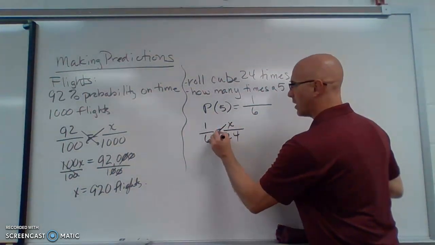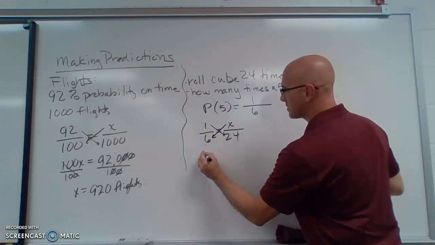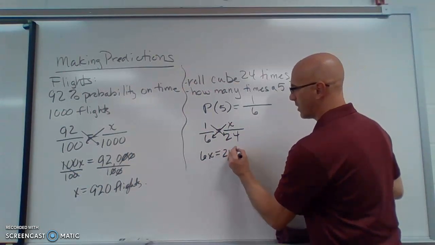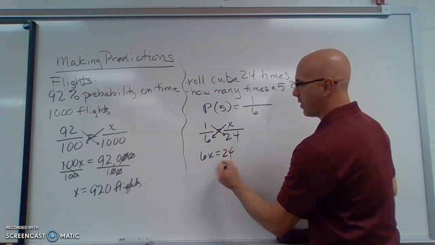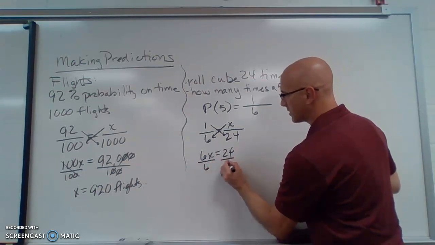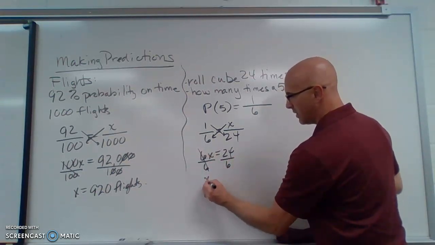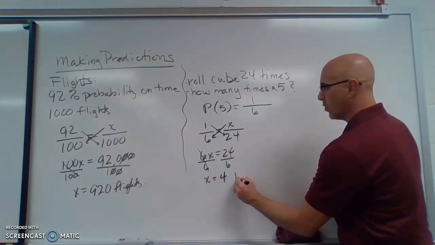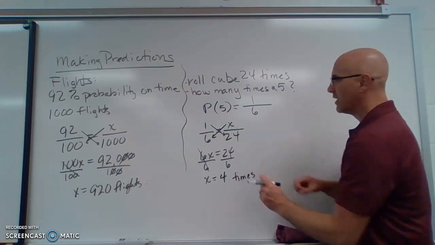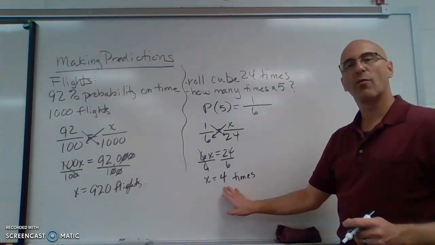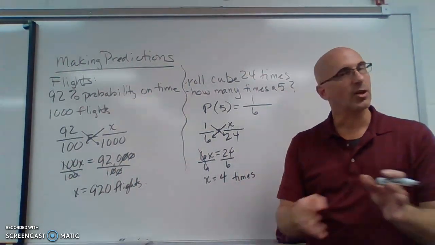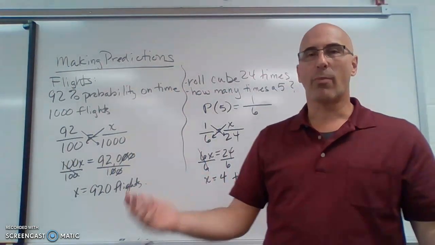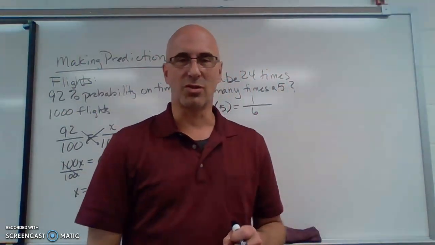So now we can cross multiply. 6 and x becomes 6x. 1 times 24 is 24. One-step equation, we are going to divide by 6. 24 divided by 6 is 4. So we can predict that we will get a 5 4 times. Will that be exact? No, because it's just probability. That's just the chance. So now we will do more problems to practice making predictions using probability.